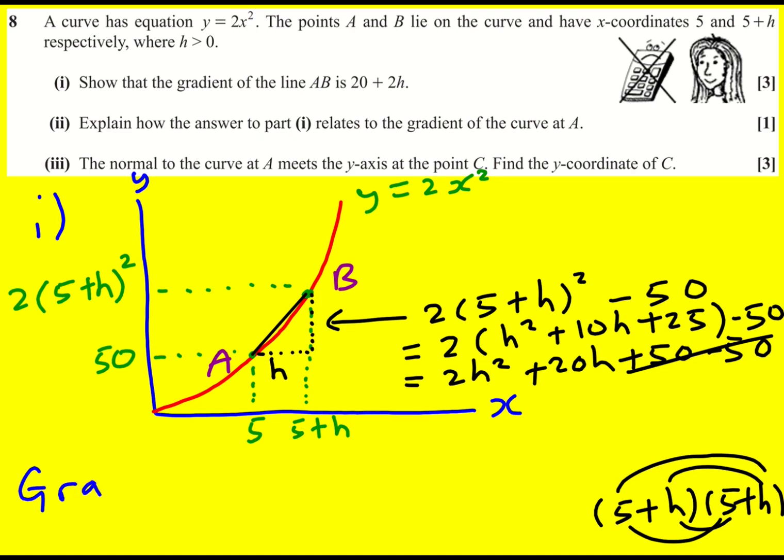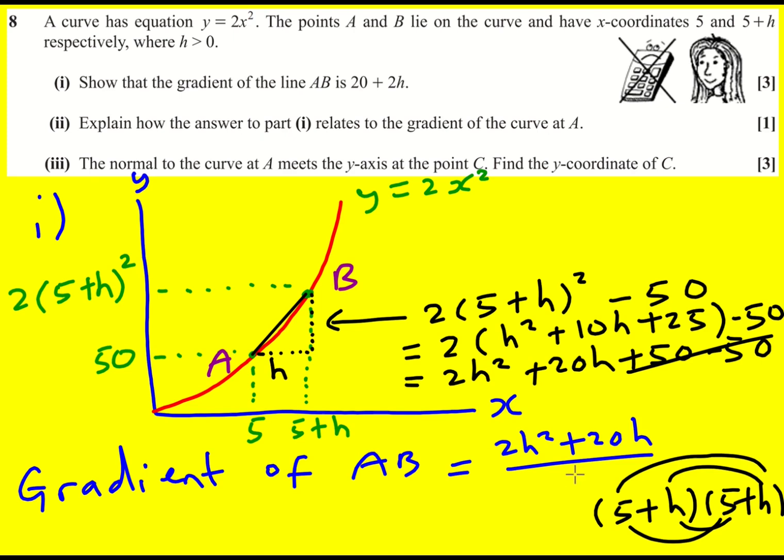So the gradient of AB is going to equal rise over run. It's going to be 2h squared plus 20h divided by h. And actually this cancels with this and with this. So I'm left with 20. I'm going to write the 20 first because they have it in the answer: 20 plus 2h as required.